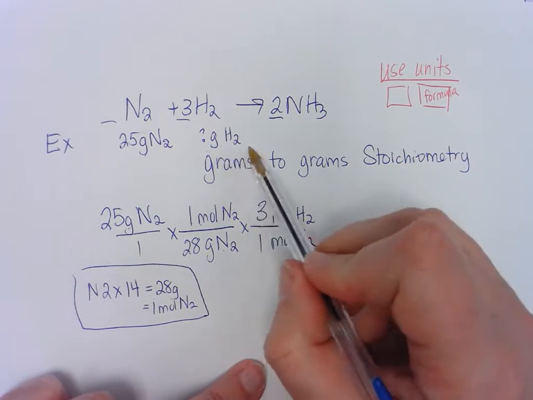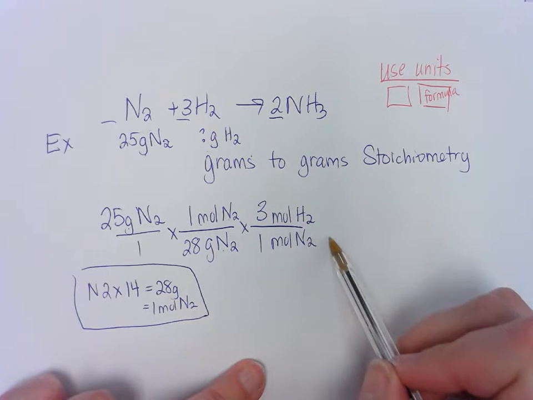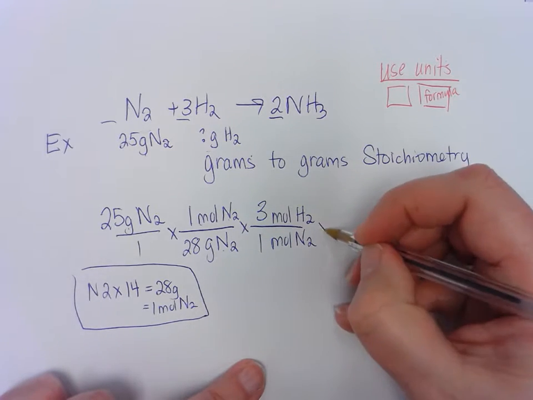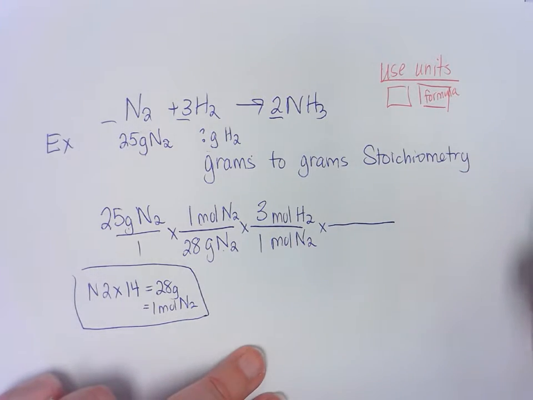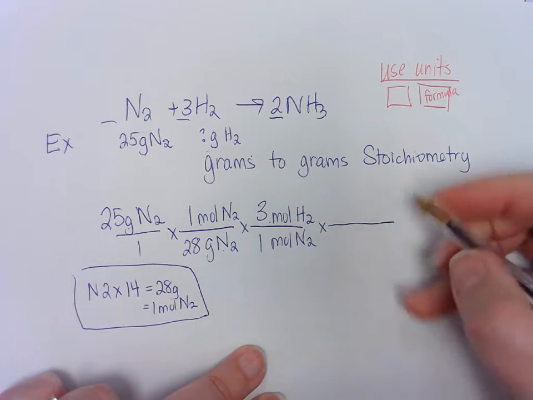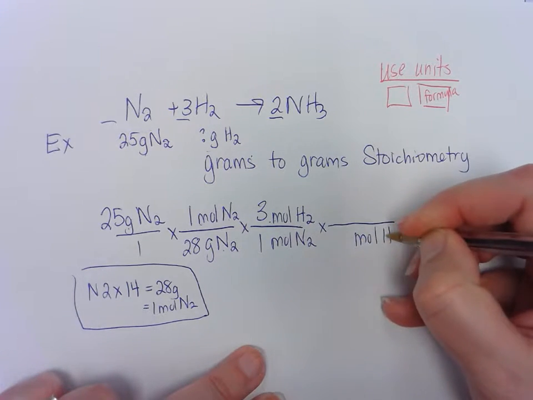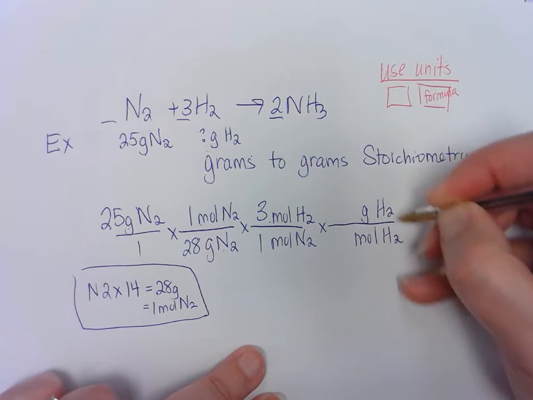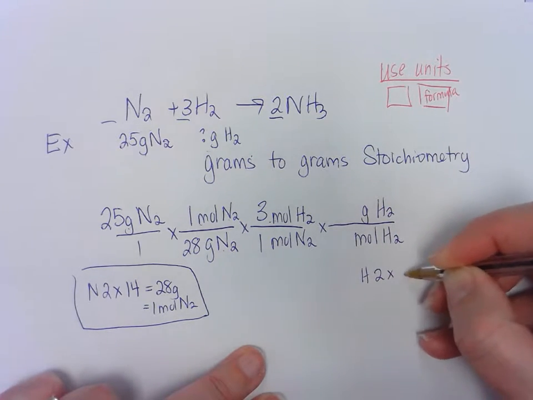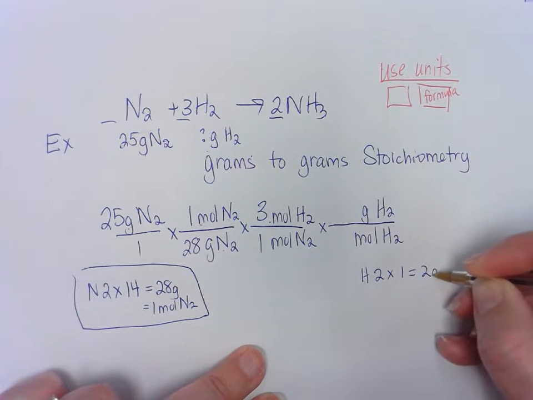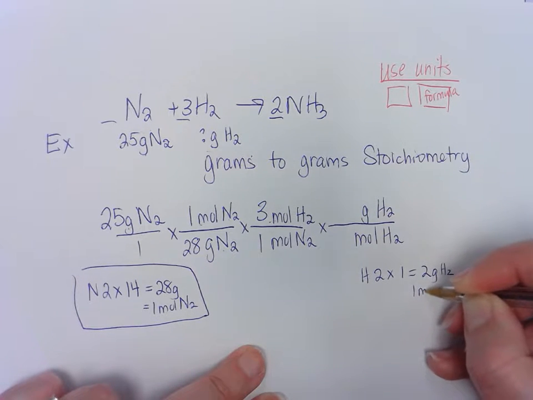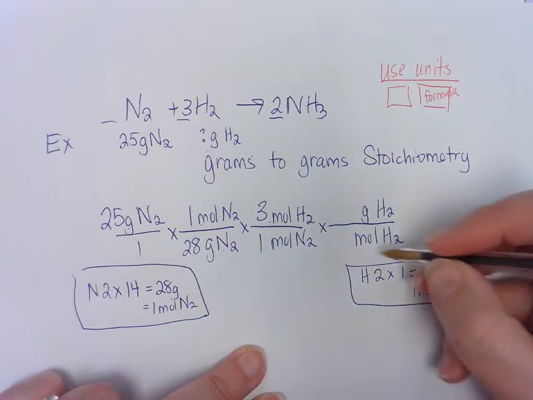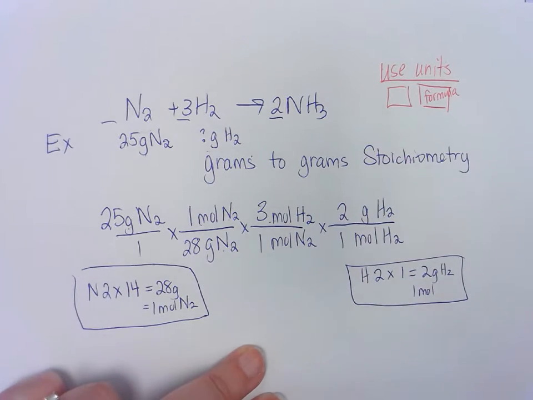I am not finished yet. I was asked to find grams of H2. I have moles of H2, but that is a simple conversion using the molar mass. I am going to put my units of moles of H2 on the bottom, so it will cancel, and I can look up the molar mass of H2. Each H, there's 2 of them. They have a mass of 1. That gives me 2 grams of H2 for every 1 mole. And that would be my molar mass, and I'm going to plug it in to my problem.